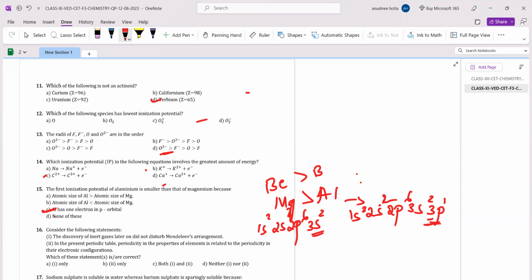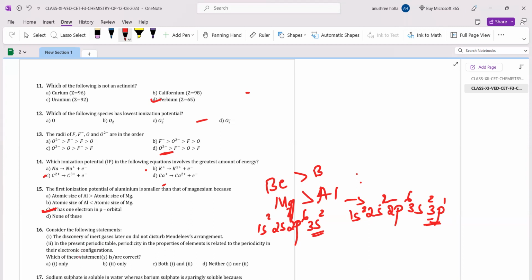So coming to the next statement, in the present periodic table, the periodicity in the properties of elements is related to the periodicity in their electronic configuration. Yes, this is also true, right? The periodic table is based on the atomic number, and we write electronic configuration and divide the periodic table into different blocks based on it. These different blocks show periodicity in properties, and those block elements have similar behavior, right? So we can say that both of these statements are true.